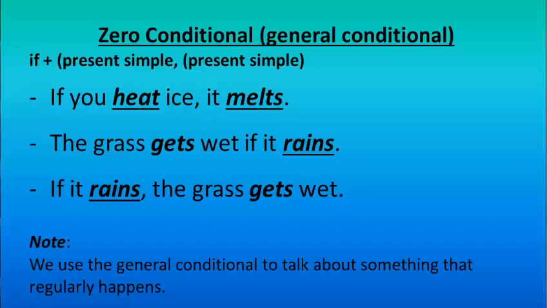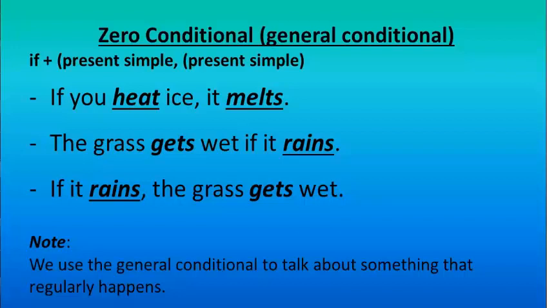In if sentences, we have two parts. We have the first part, which is the if clause, it's present simple, and the other part, which is the condition, which is also present simple. So we have present simple in the first part and present simple in the second part. Let's have some examples. If you heat ice, what happens to ice if you heat it? Of course, it melts. Heat and melts, both of them are present simple.